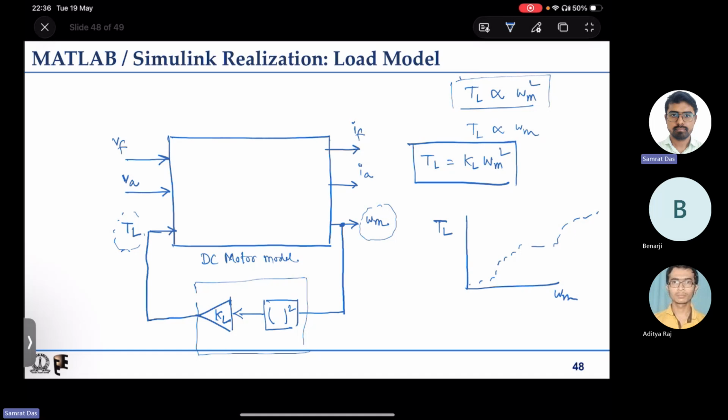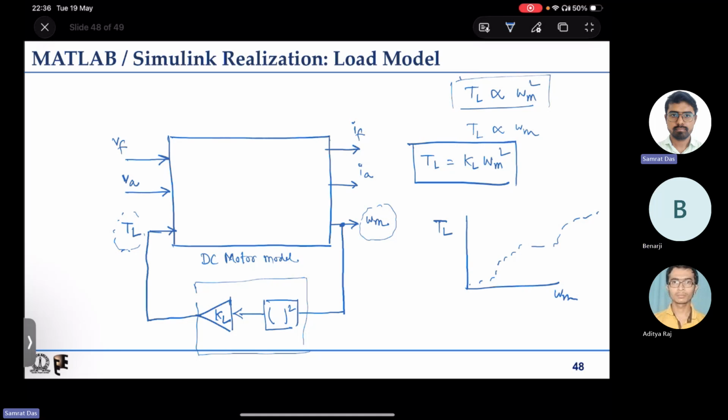Is there any question on this part, whatever I have discussed? Sir, what is the physical meaning of the equation TL is proportional to omega m square? Does it mean if I want to run my load at a certain speed of omega m, it demands a torque of KL into omega m square, or something else? Could you please explain the physical significance behind it?